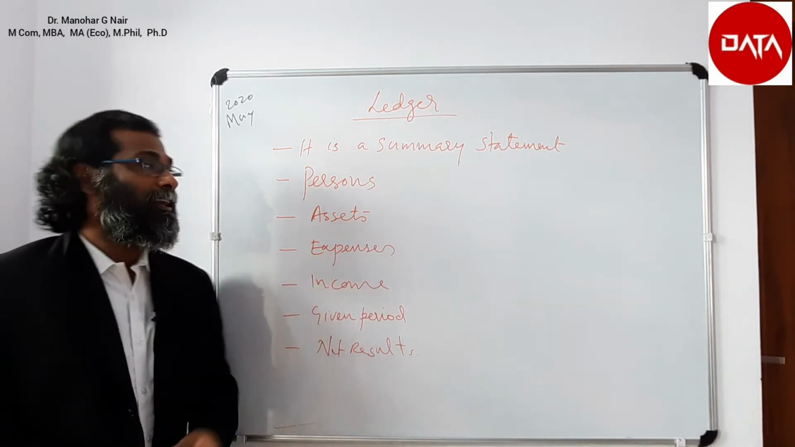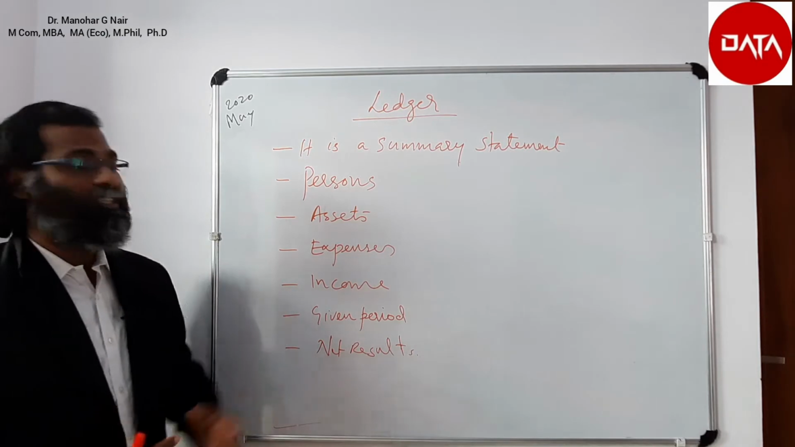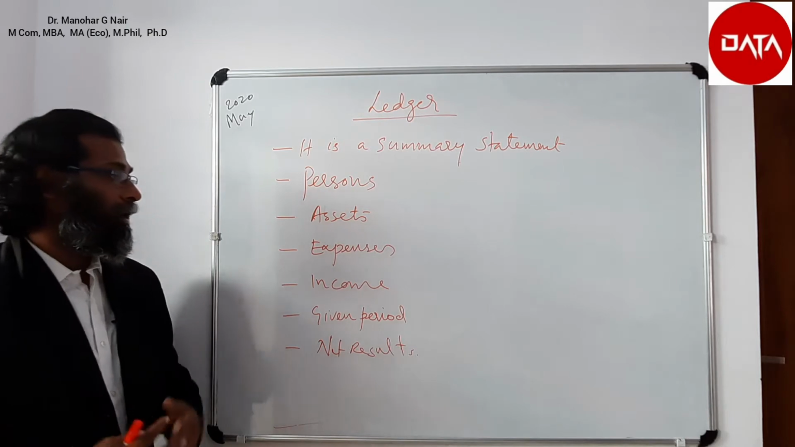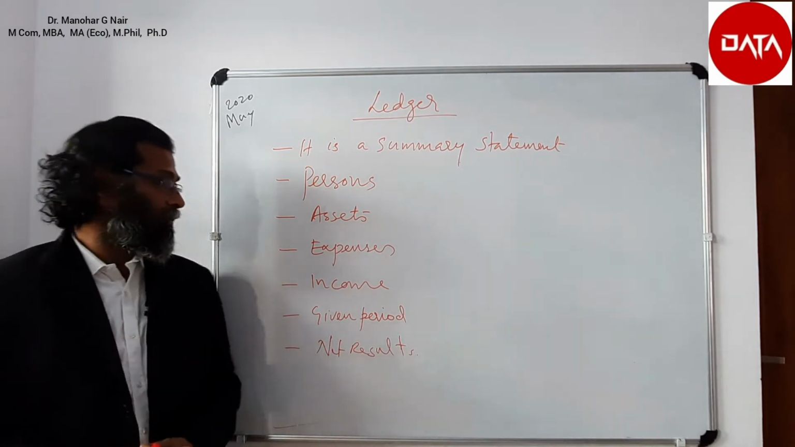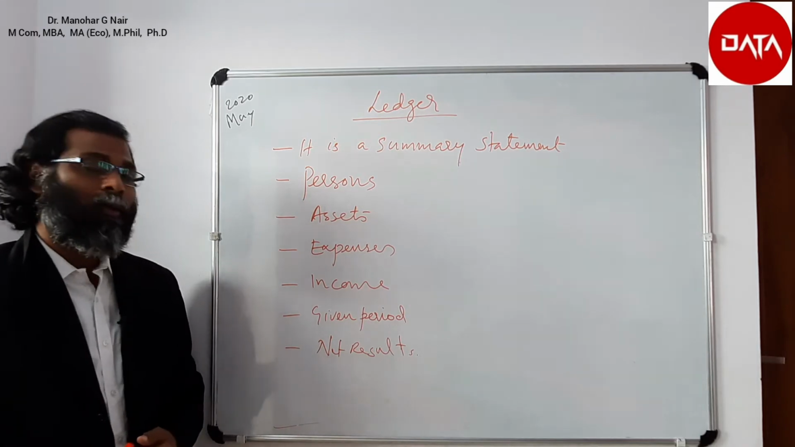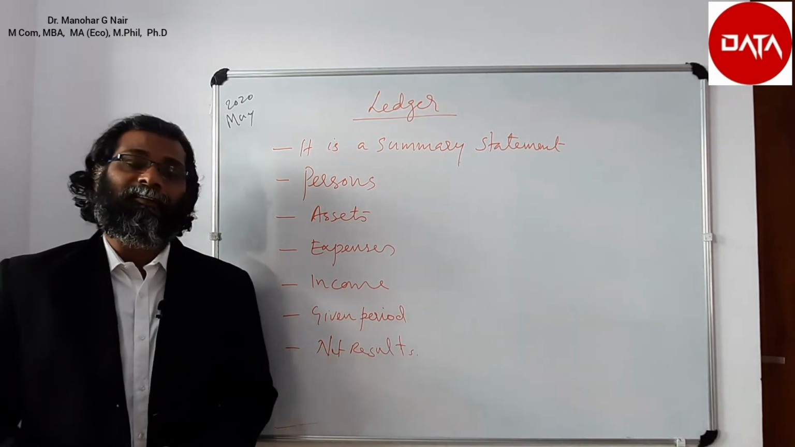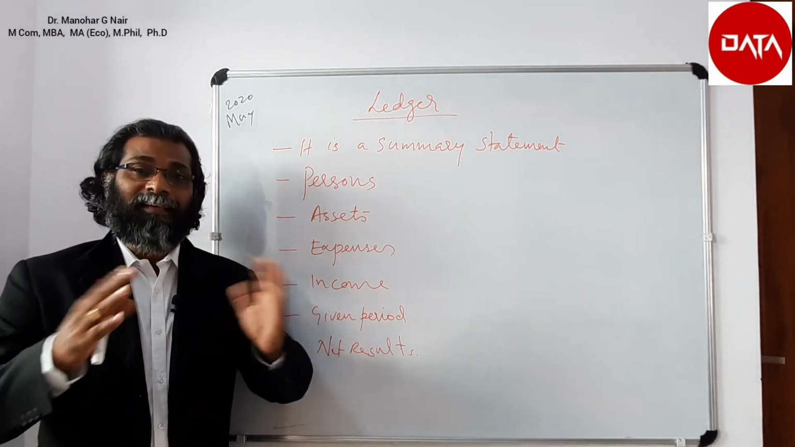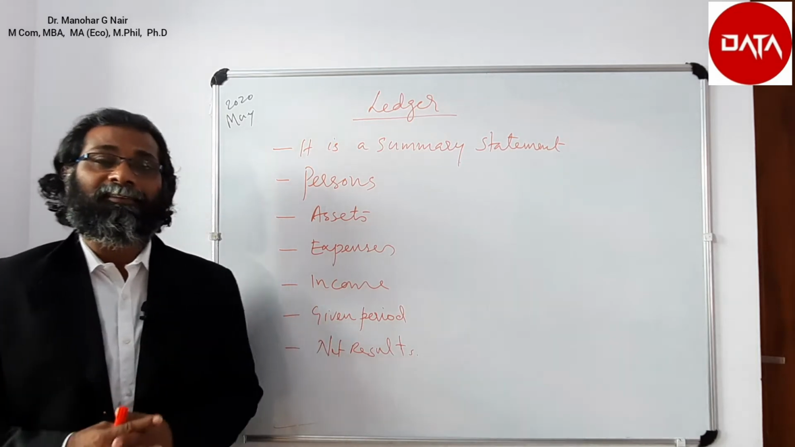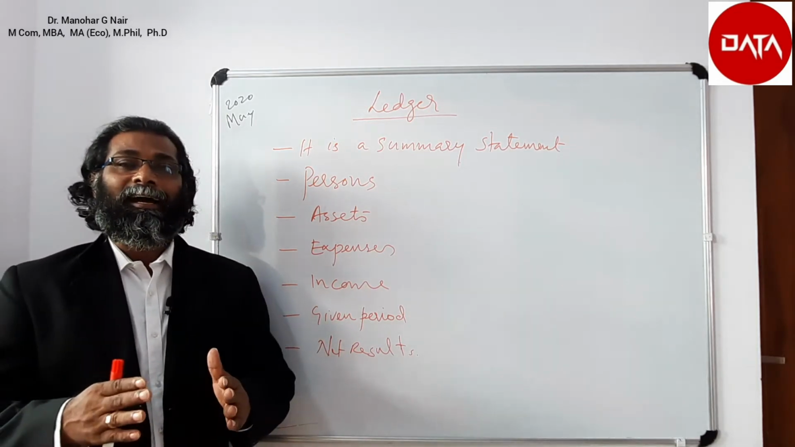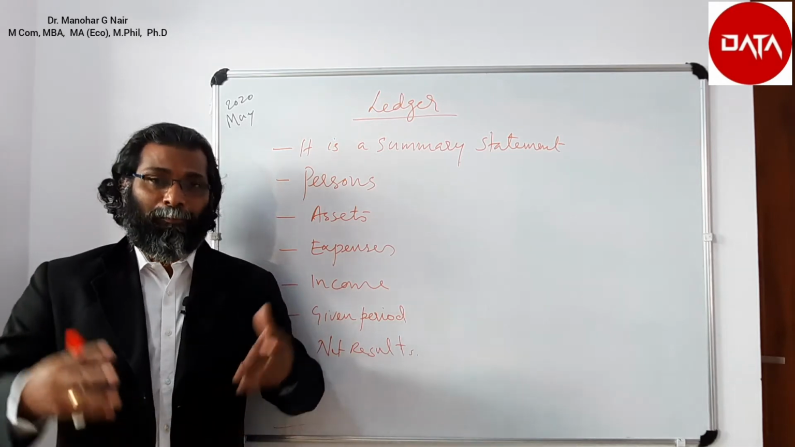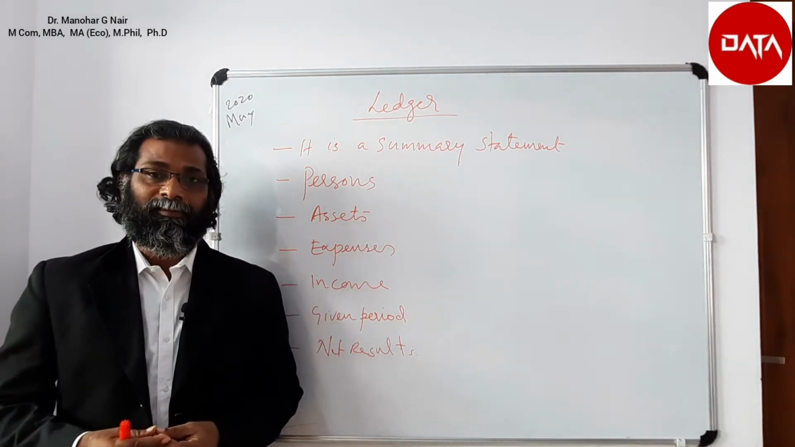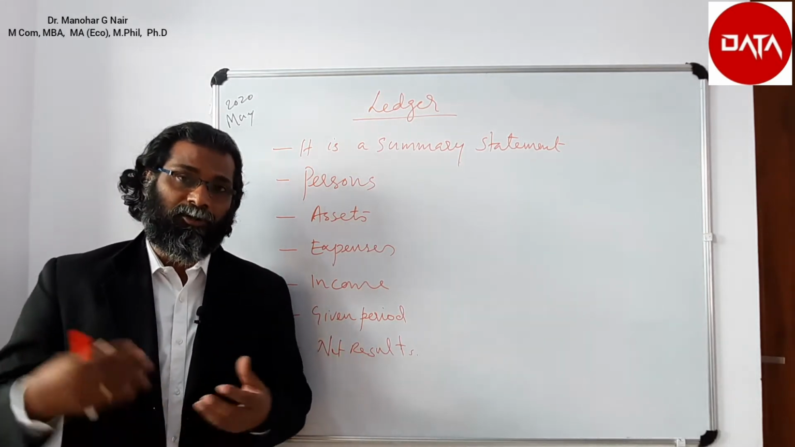So I would say that ledger is a summary statement which deals with persons' accounts, or assets accounts, or expenses accounts, or income accounts for a given period. It will provide you the net results in the sense that it classifies the total transactions into personal and impersonal transactions. In the personal transactions, I would say debtors account as well as creditors account. Then many impersonal accounts are also dealt with here.